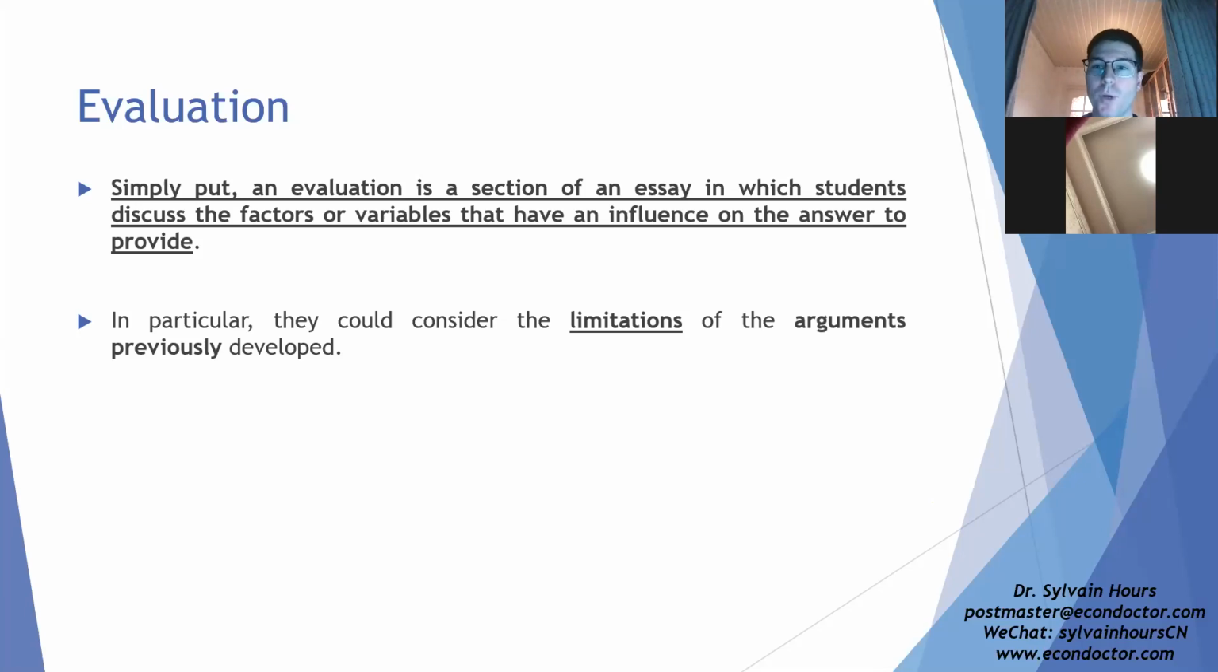Because usually, before an evaluation, students will have one part where they consider one side of the problem, the pros of something, for example, arguments in favor of something. Then they will consider the other side of the problem, and same thing, they will put forward some arguments, the cons of something, the arguments against something. And then they will write their evaluation. What they should do is assess the relevance, the strength, and measure the limitations of all the previous points that they have put forward before.